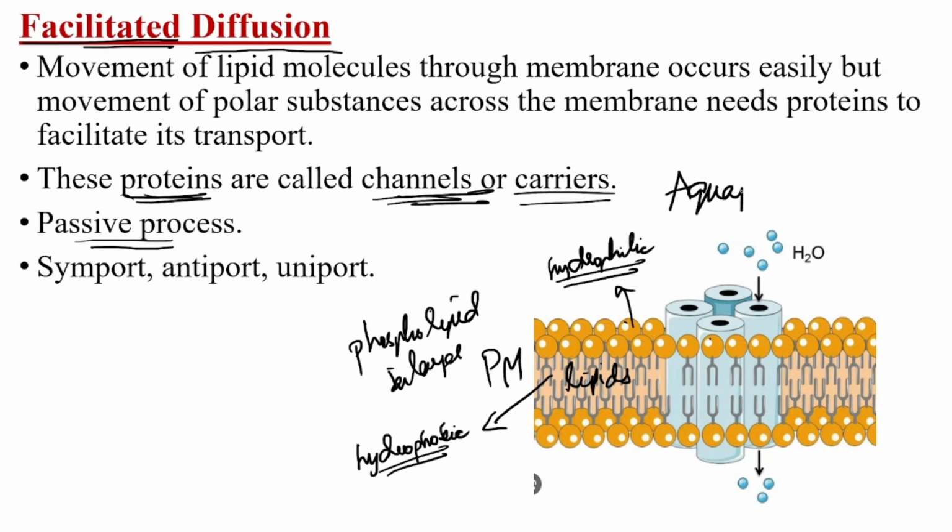Aquaporins are the channel proteins that allow water to pass through the membrane. So here the movement is from a region of high concentration to a region of low concentration, which is assisted by proteins, but there is no need of any energy. That's the reason it is called facilitated diffusion.